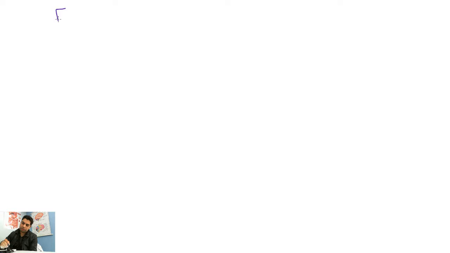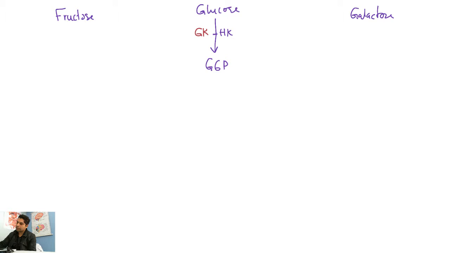Let's talk about fructose metabolism, galactose metabolism, and glucose. Of course you know glucose. Glucose is first converted to what? Glucose 6-phosphate, right? By who? Hexokinase. And what's the specific form? Glucokinase. Very good. Similarly, galactose can be converted to what? Galactose 1-phosphate, not 6-1, but by who? Hexokinase, or specifically galactokinase.